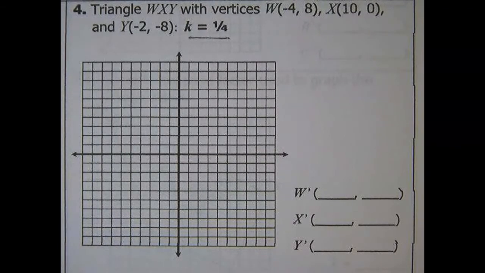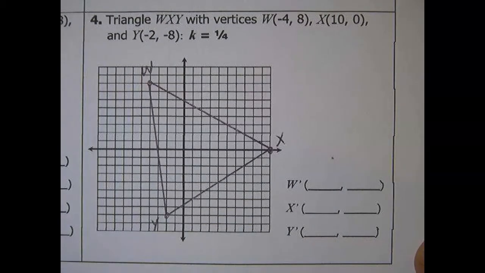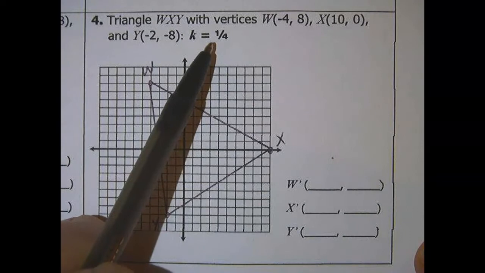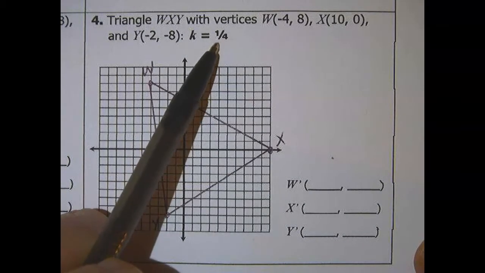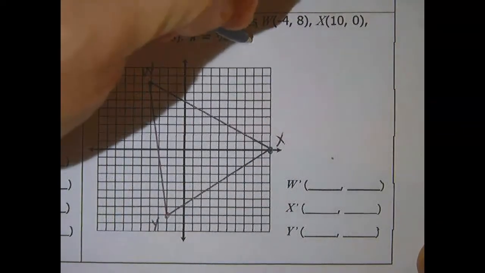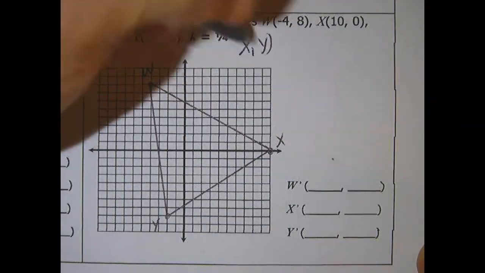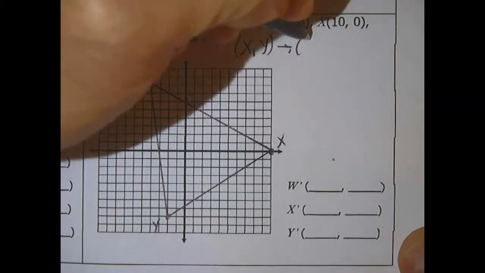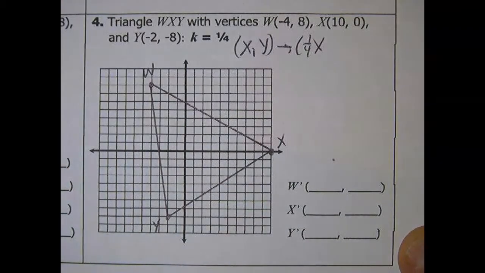So let's go ahead and start by graphing the triangle with vertices W, X, Y. Okay, so there's our pre-image. And remember that with a 1/4, it means it's going to get smaller this time. And that means we multiply all of the numbers in here by 1/4. So our transformation rule in this case would be (x, y) goes to (1/4 x, 1/4 y).